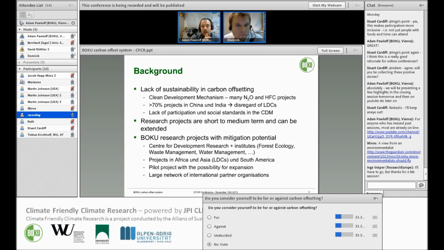One of them relates to projects themselves, particularly within the CDM, but also within the voluntary market: obviously a major lack of sustainability in carbon offsetting. We've seen it in the Clean Development Mechanism, lots of N2O and HFC projects. Another point is that the Clean Development Mechanism is also meant to be fulfilling some sort of development function. But over 70% of the projects are in China and India, and something like 2% of the projects actually take place in Africa.